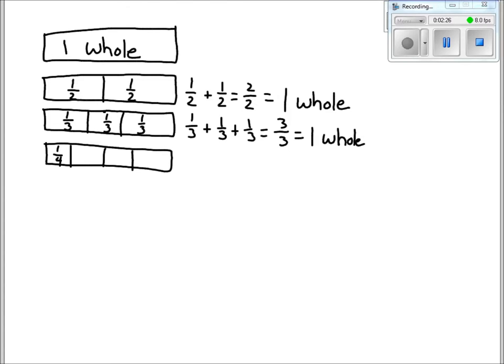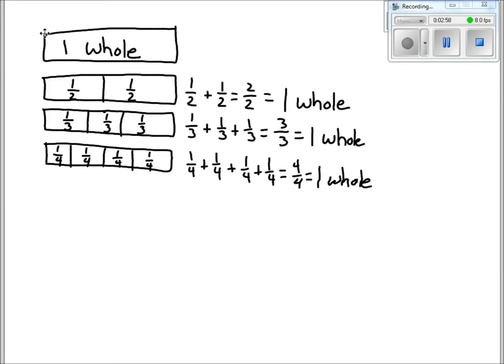So there's 1/4, another fourth, another fourth, and another fourth. If I'm adding those up, 1/4 plus 1/4 plus 1/4 plus 1/4 equals 4/4. And I bet you see where this is going. That equals the whole thing, or one whole.